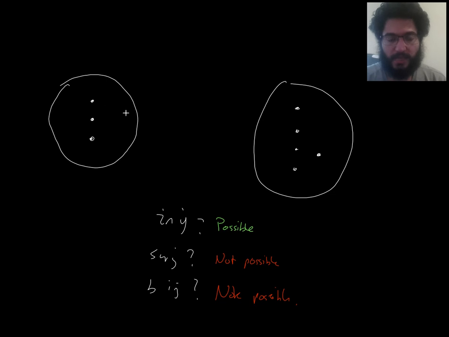it requires that there not be any more elements in B than in A, or that there be no more elements in... Sorry, I think I misspoke there. The existence of an injection requires, if this is A and that's B, that there be no more elements in A than in B.